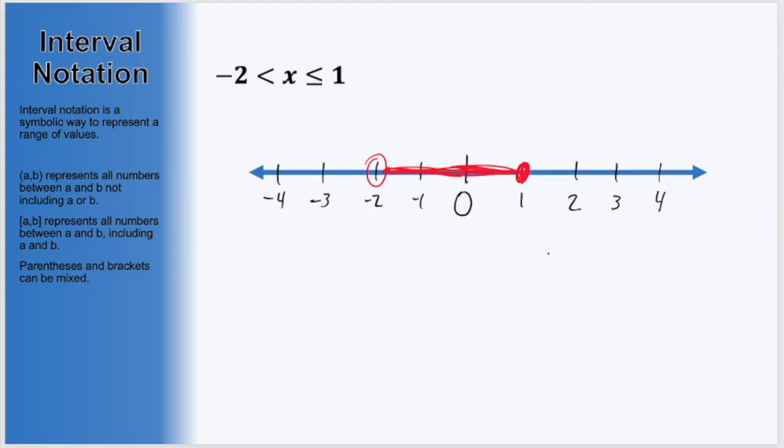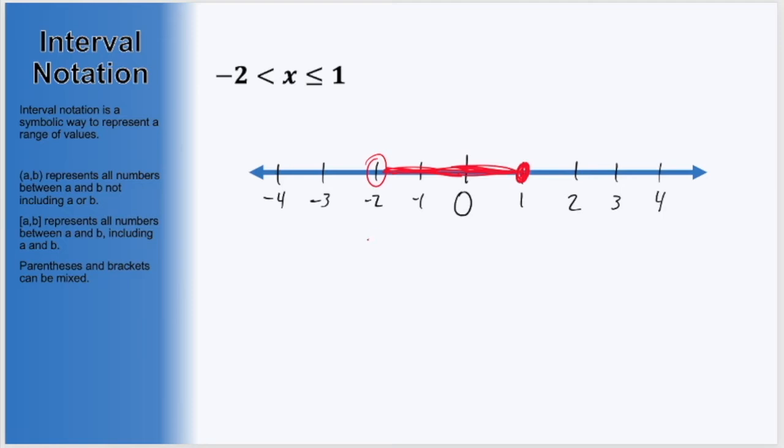To better understand how to use interval notation, let's return to one of our examples we discussed last time. We had this inequality, -2 is less than x is less than or equal to 1, which gave the number line here. Now let's try to express this in interval notation.